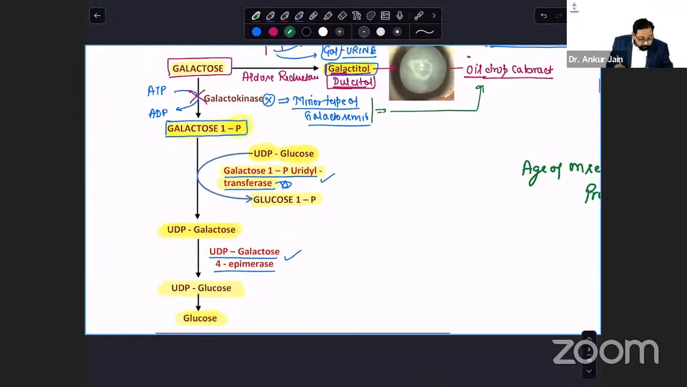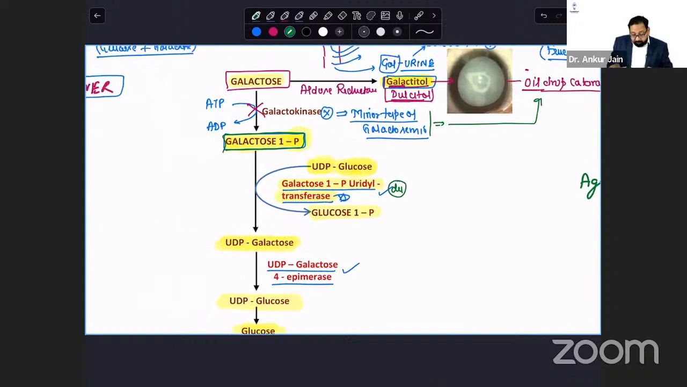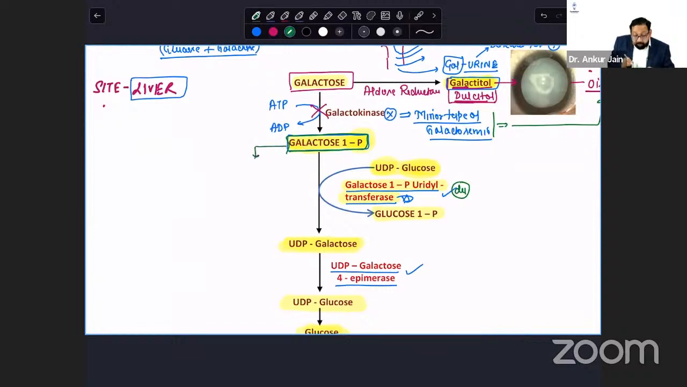Now, if galactose 1 phosphate uridyl transferase, this enzyme, is defective, then galactose 1 phosphate will not be metabolized. This will accumulate. Galactose 1 phosphate will sequester all the inorganic phosphate, meaning in the cell, phosphate would not be available to do any other work. Important point. Galactose 1 phosphate will accumulate. All phosphate used.